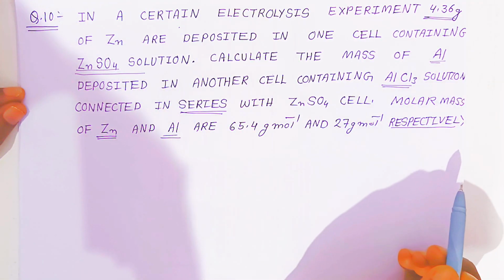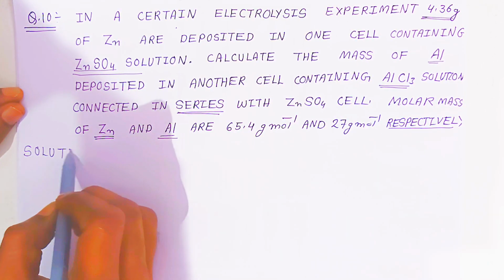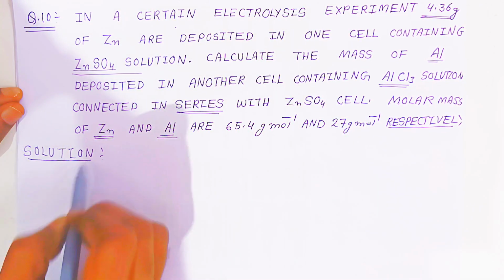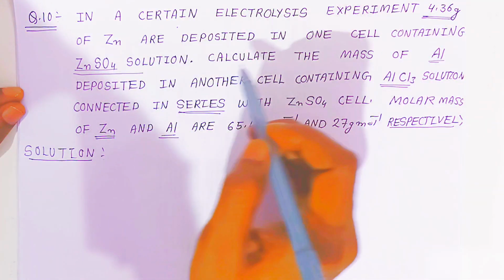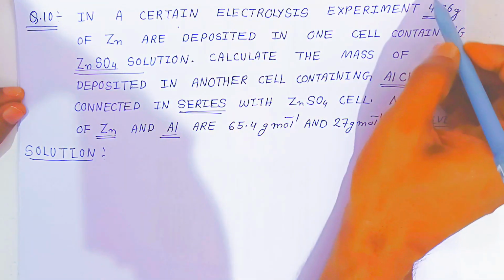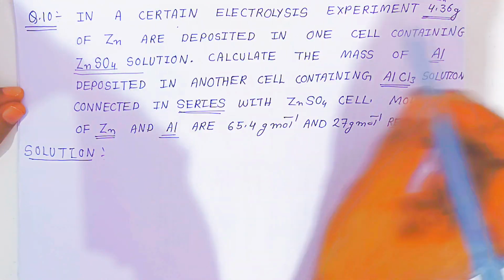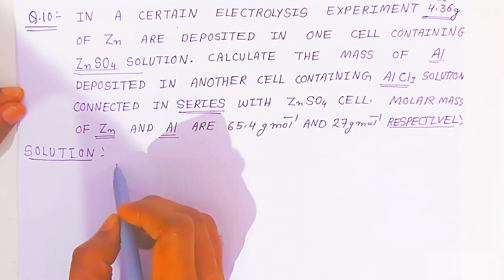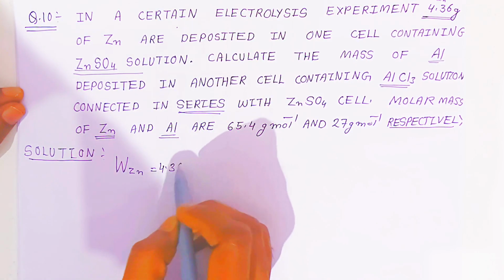Okay students, so what is given students, we will write first. If you want to find the answer students, you have to write the given, what is given to you. So now here students, 4.36 gram of zinc, that is weight of zinc is given. So this 4.36 is nothing but capital W of Z, that is weight of zinc, which is 4.36 gram.